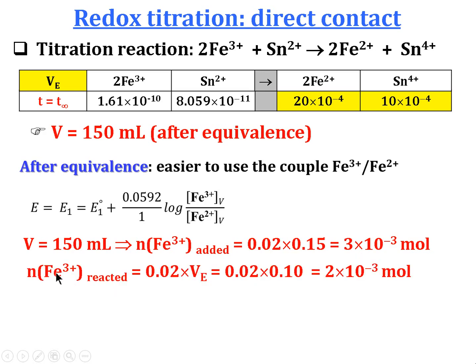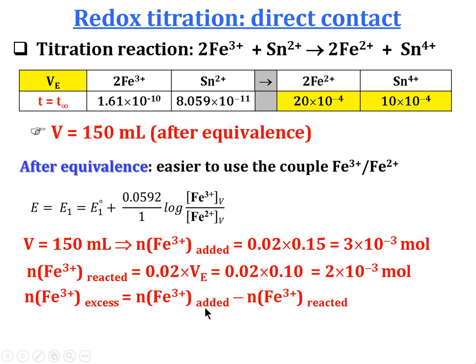The number of moles of Fe3+ consumed till the equilibrium is equal to the concentration of Fe3+ initial times the V equivalence, equal to 2×10^-3 mole. So the number of moles of Fe3+ in excess is equal to the number of moles of Fe3+ initial added minus the number of moles of Fe3+ reacted till the equivalence. So the number of moles of Fe3+ in excess equals 10^-3 mole.